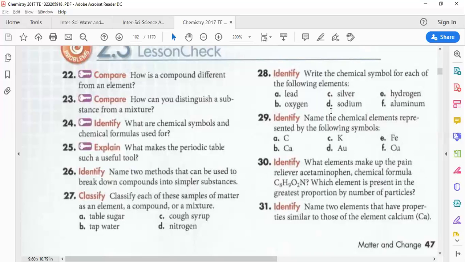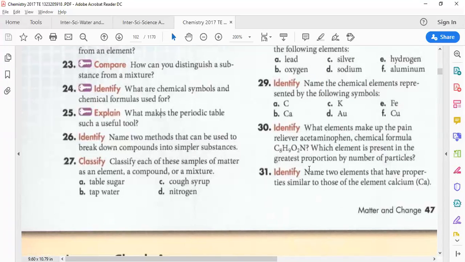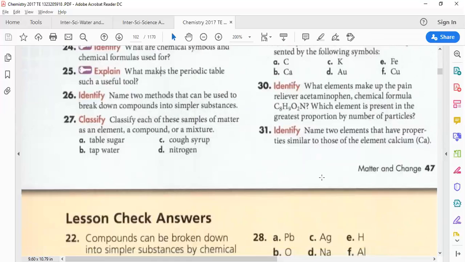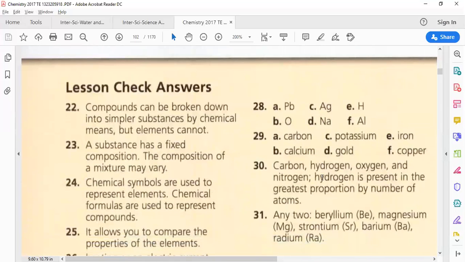And if we go back, guys, identify two elements that have properties similar to those of the element calcium. If we go back to calcium, we find it in group 2A, which starts with beryllium, then magnesium, calcium, strontium, barium, radium. All of those elements have the same properties, because we said the elements in the same group have the same properties. So look at the answers, guys. We got it here.